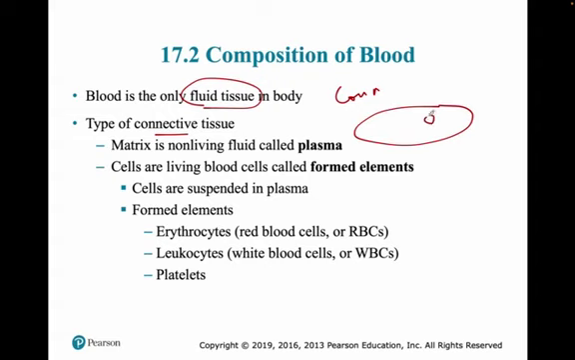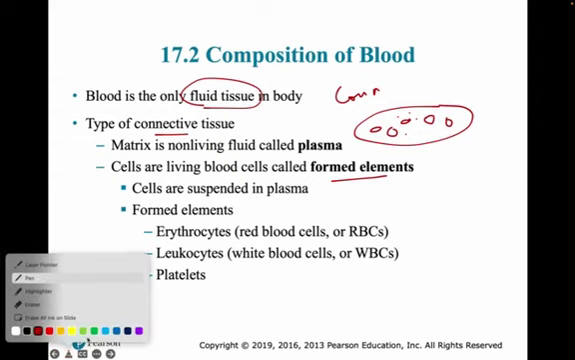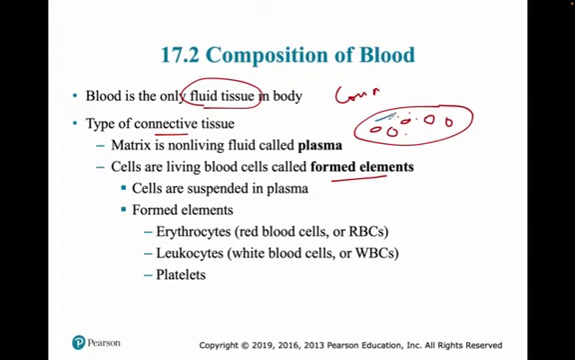Within plasma, there are different kinds of cells present. Some are tiny, some are big, but there are different types of cells present. And these cells are called formed elements. All of these cells are suspended within plasma. So, plasma is the fluid within which these cells are suspended. Okay, so these are the formed elements that are suspended in there.